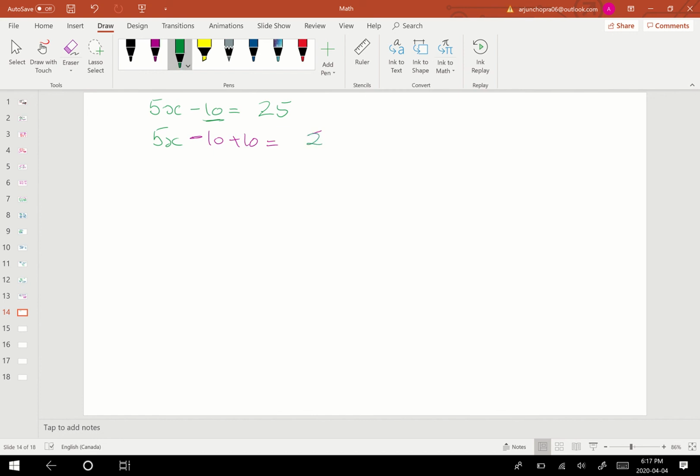So this is 25 plus 10, because this was a minus 10 given. I added 10 here, so I had to add 10 on the other side. This 10 and 10 cancel out. 5x equals 25 plus 10, which is 35. Now dividing both sides by 5, because this is in multiplication, so the opposite of multiplication is division, so divided by 5, the x value will come out to be 35 divided by 5, the answer will be 7.